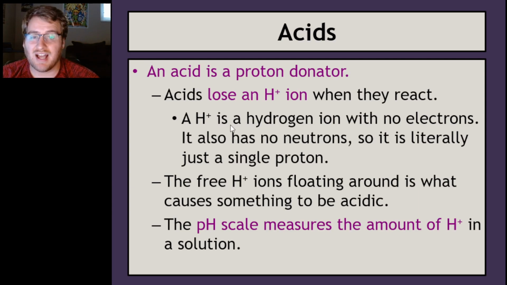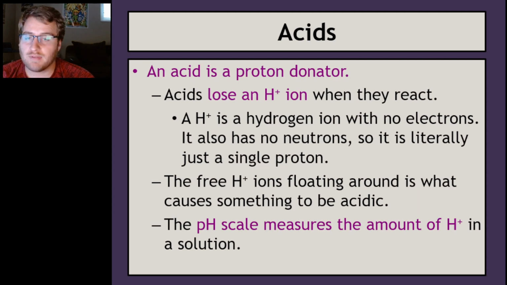An H+ ion is a hydrogen ion with no electrons. Right? Hydrogens normally have one proton and one electron, and that's it. If you add the positive charge, it loses that electron, and literally it's just a proton. That's all you have left. Hydrogens also don't have neutrons. So an H+ is literally just a proton. So we'll call them the same thing interchangeably.